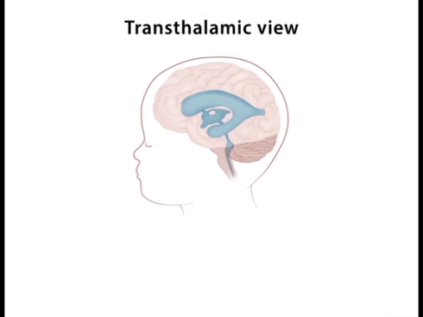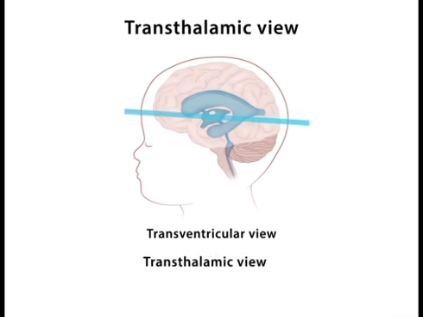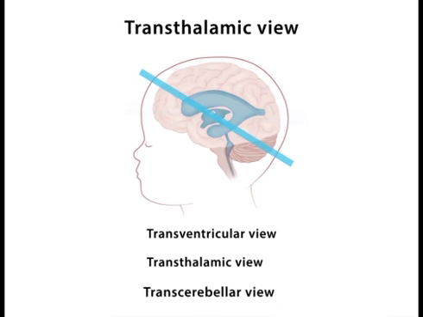During standard obstetrical ultrasound examination, several views are needed to image desired intracranial structures. These include the transventricular view, transthalamic view, and transcerebellar view. The transthalamic view is discussed here.